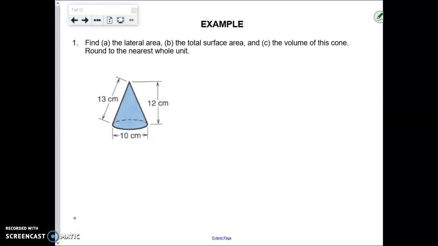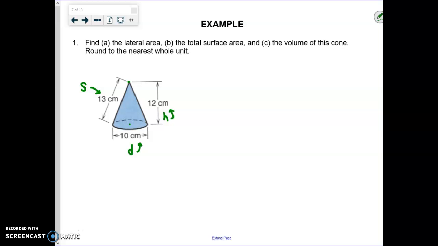First of all, we know that 12 is the height. That's the perpendicular height or altitude from the apex up here down to the base. 13 is the slant height. That's from the base up to the apex along the edge, along the lateral surface of the cone. And then finally, down here, the 10 centimeters looks to be the diameter of the base.